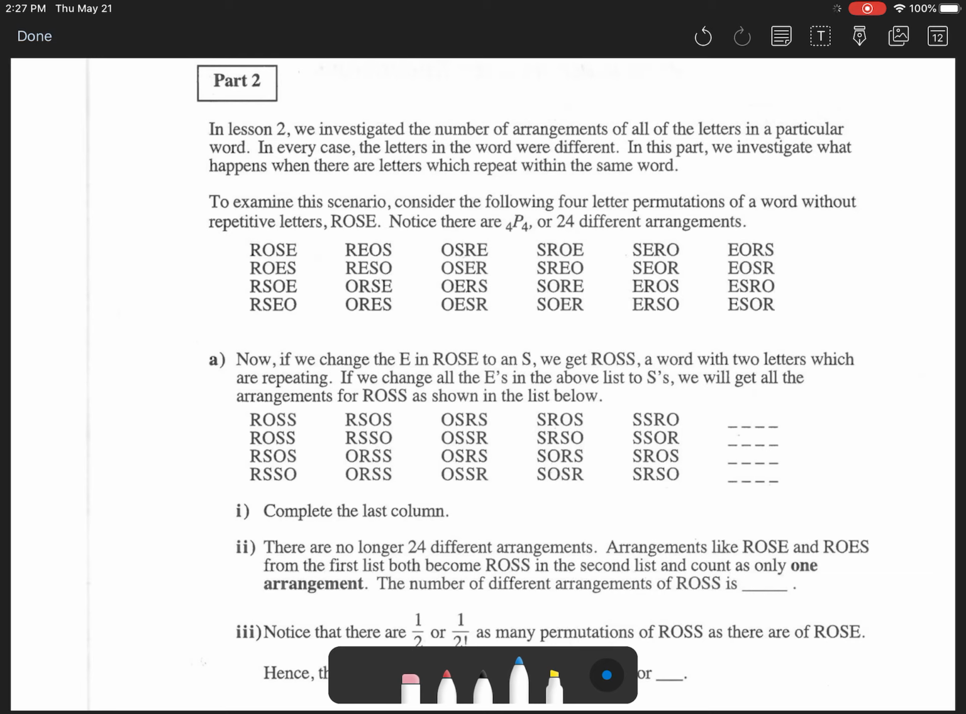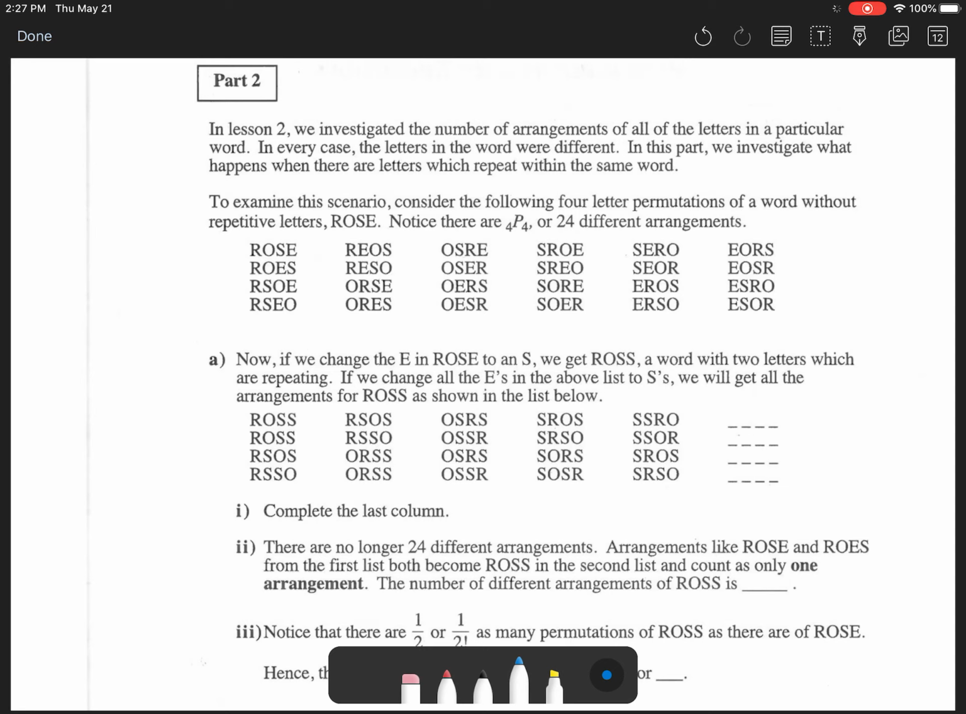Now it says in lesson 2, we investigated a number of arrangements of all the letters in a particular word. In every case, the letters were different. You didn't notice that at the time, but if you look back, you'll see that every word where we were arranging the letters, there were no repeated letters.